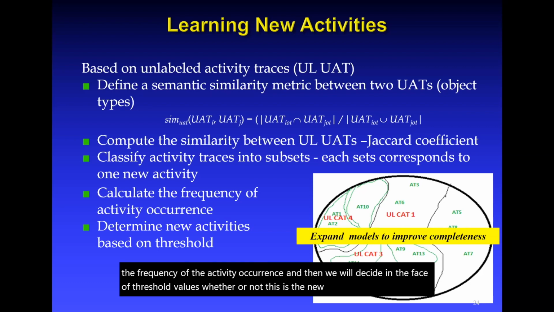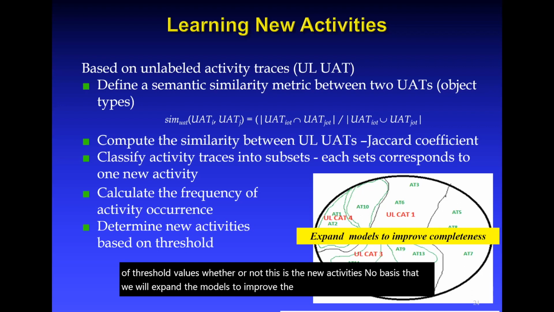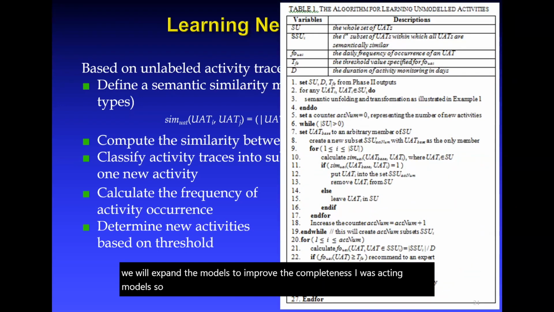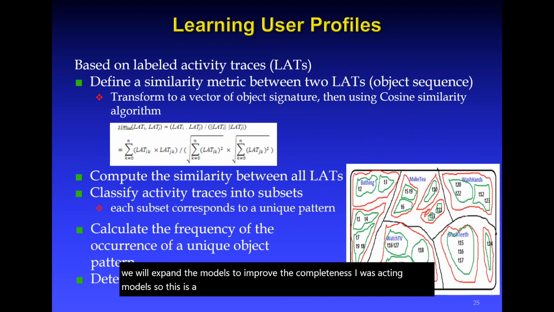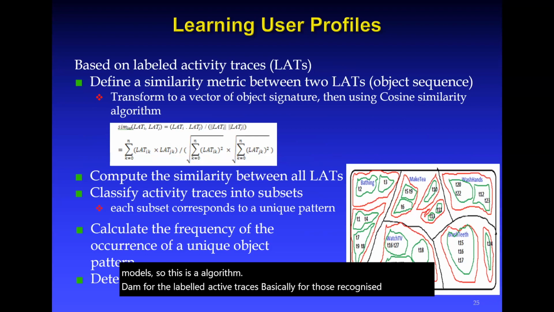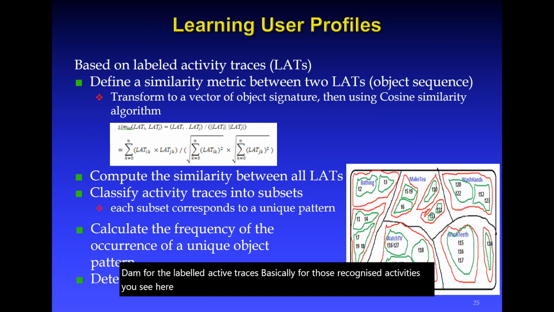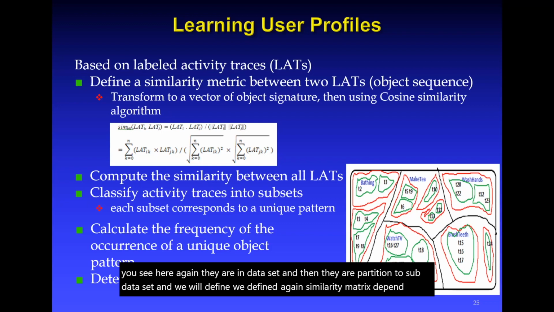Based on that, we expand the models to improve the completeness of the activity models. So this is an algorithm. Again, for the labeled activity traces, basically those recognized activities, you see here they are in a data set, and then they are partitioned into sub data sets. And we define again similarity metrics between different labeled activity traces.